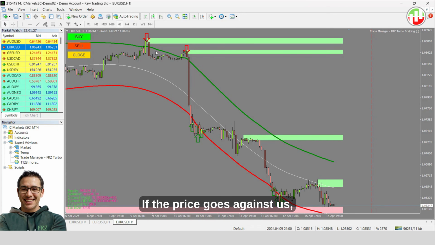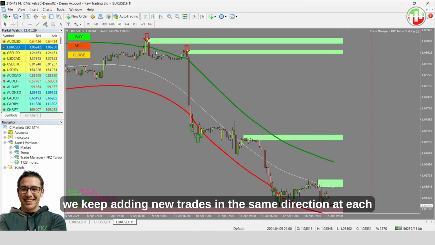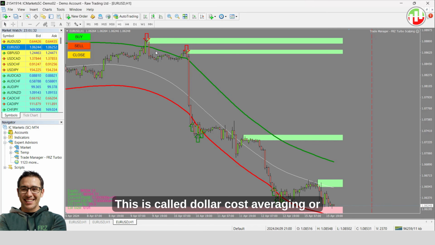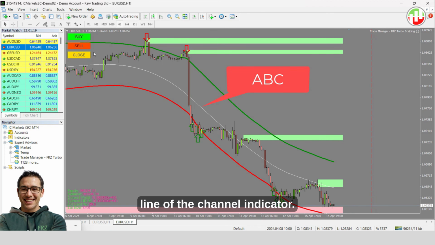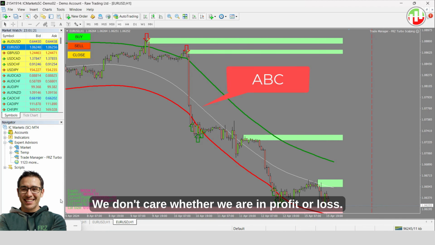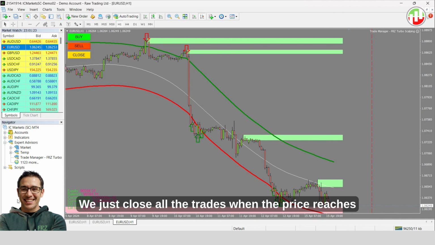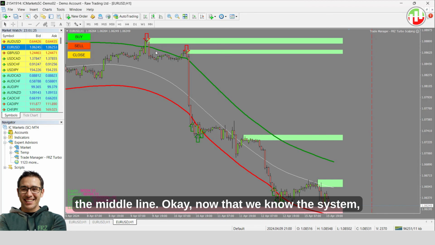If the price goes against us, we keep adding new trades in the same direction at each new arrow. This is called dollar cost averaging, or DCA method. So, when do we close the trade? We close the trade when the price reaches the middle line of the channel indicator. We don't care whether we are in profit or loss. We just close all the trades when the price reaches the middle line.